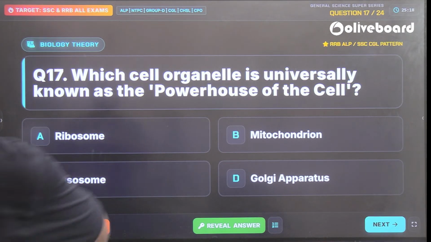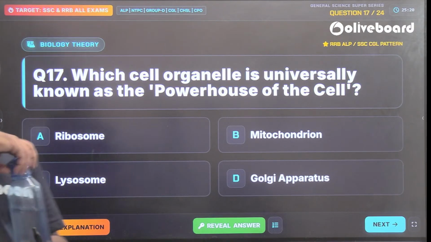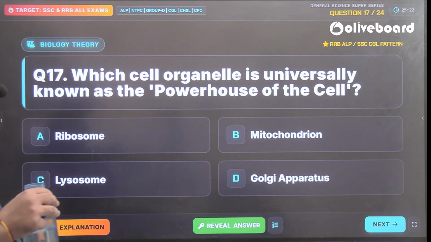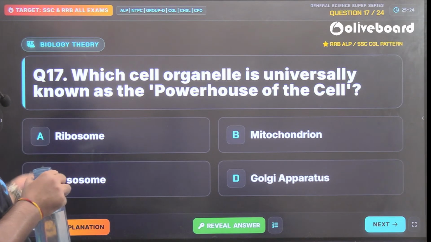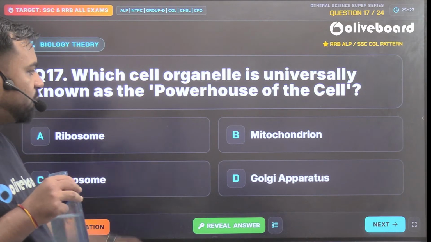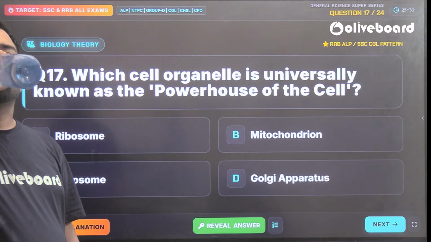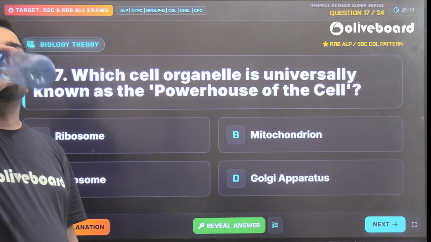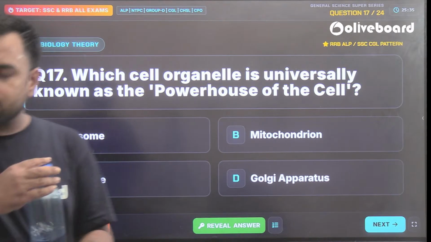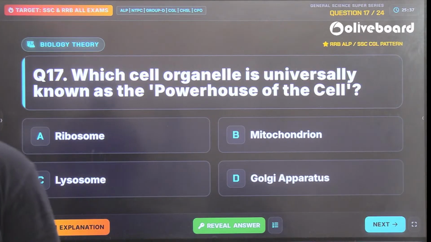So is it ribosome? See, ribosomes are known as protein factories, right? If I talk about mitochondria, that is the powerhouse of the cell. Lysosomes are the suicidal packets, and Golgi apparatus is used in cellular transportation. And also, protein modification takes place here. These are the one-liners that you need to remember.